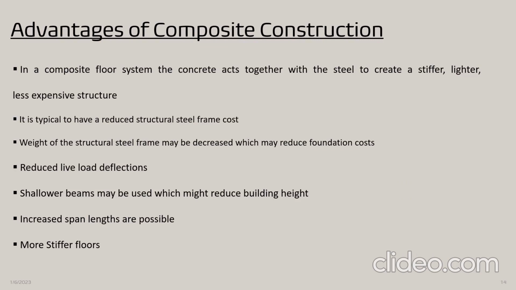Advantages of composite construction over RCC or PCC. In a composite floor system, the concrete acts together with the steel to create a stiff, lighter, less expensive structure. It is typical to have a reduced structural steel frame cost. Weight of the structural steel frame may be decreased, which may result in reduced foundation cost and reduced live load deflection. Shallower beams may be used, which might reduce building height and cost. Increased span lengths are possible, and steeper floors are possible.